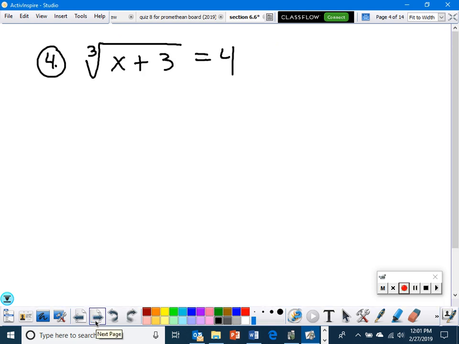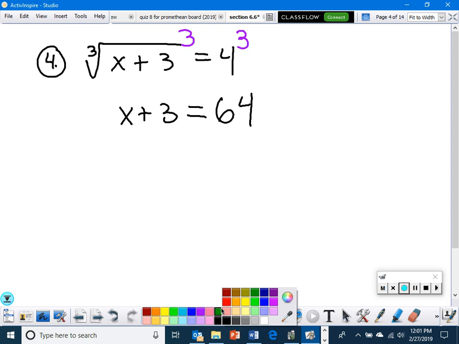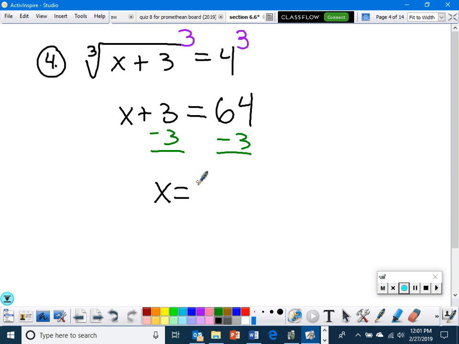Okay, this one has a cubic root. So to get rid of a cubic root, first of all, there's nothing around the cubic root on the outside to get rid of, so we don't need to worry about that. So we've got to start by getting rid of the cubic root. Okay, and to undo a cubic root, we're going to cube both sides. And get rid of the 3. And voila, x is 61.